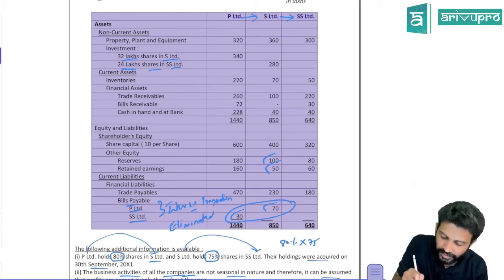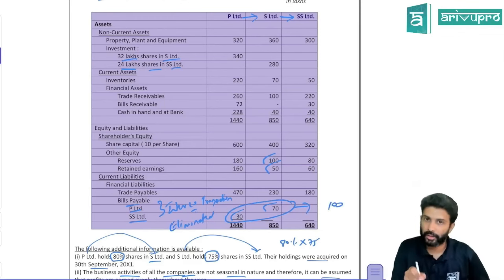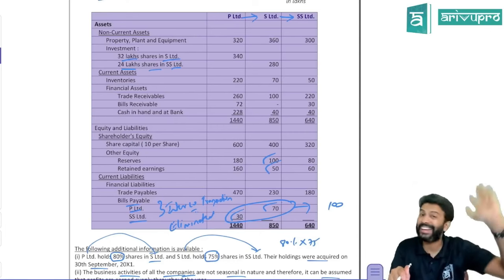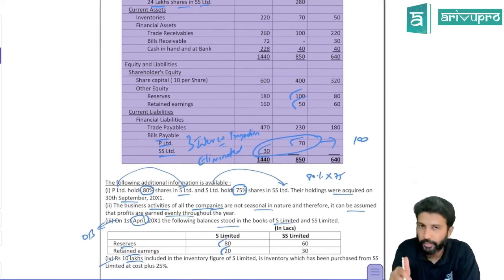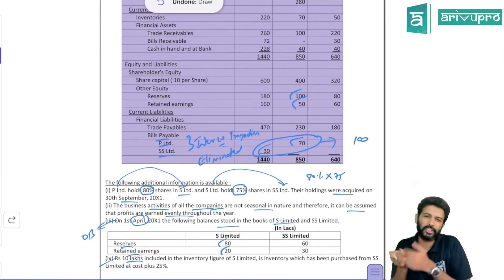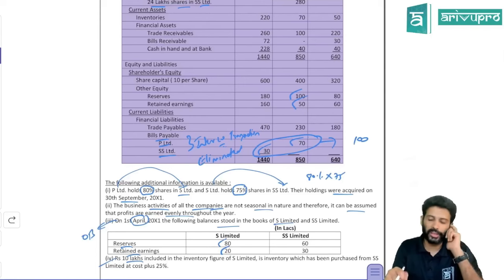Basically, this 30 and 70 put together is 100. 100 of bills payable should be eliminated. You have to eliminate it from bills payable also, eliminate it from bills receivable also. Intercompany transaction. That's the reason. They may not tell this adjustment in additional information. Looking at the balance sheet only, we are able to infer. If one company is showing it as bills payable, the other company will obviously show it as bills receivable. So at both the places, you need to eliminate 100.